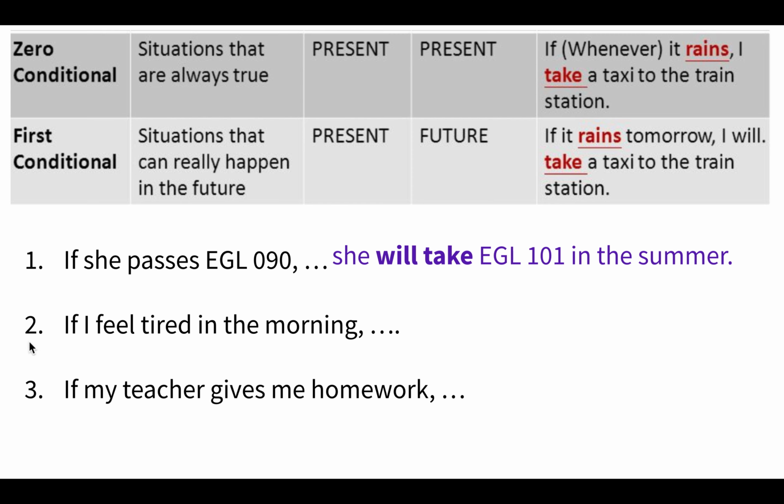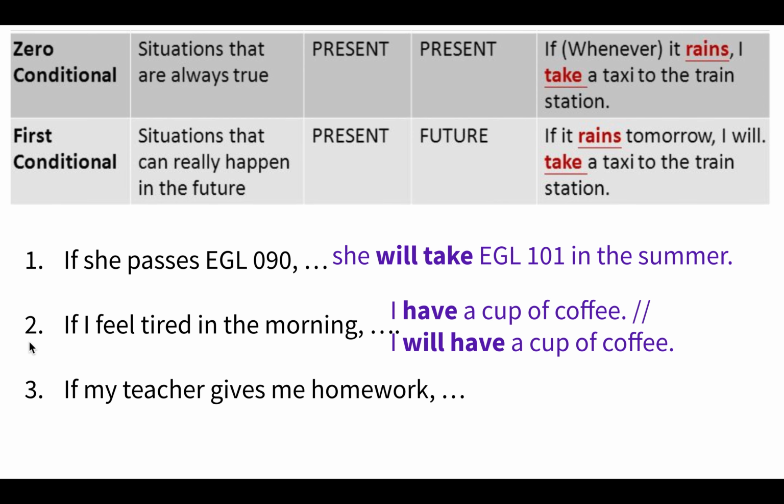Number 2, if I feel tired in the morning, we can actually have 2 answers here, but it changes the meaning. If I feel tired in the morning, I have a cup of coffee. Using present simple in the result clause tells me that this is a 0 conditional, meaning that this is a habit. If I feel tired in the morning, I always have a cup of coffee. That always helps me, right?